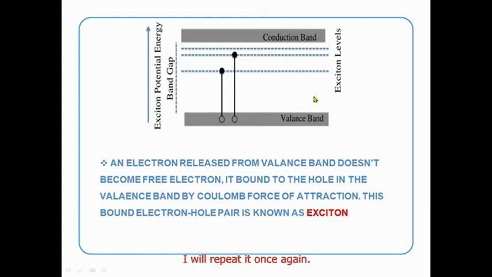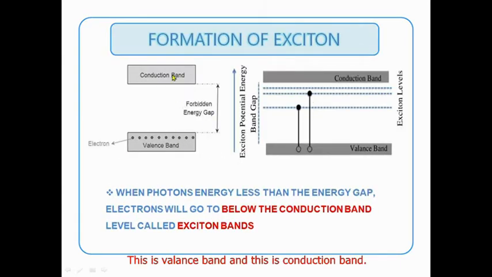This bound state of electron and hole pair is known as an exciton. I will repeat it once again. So this is the valence band, this is the conduction band, this is the forbidden energy gap.